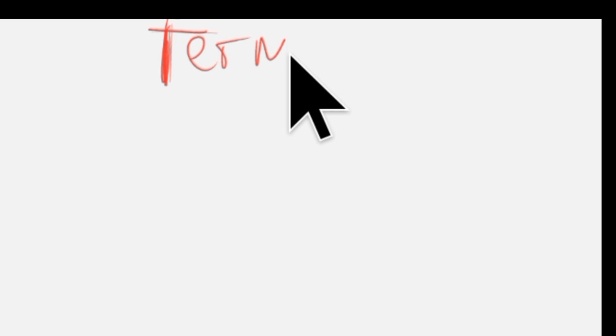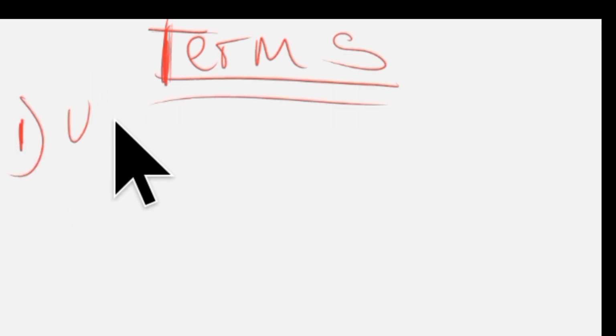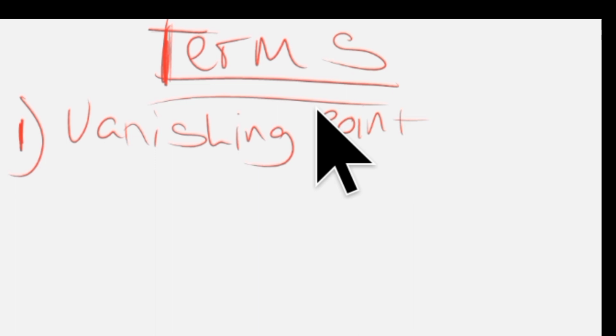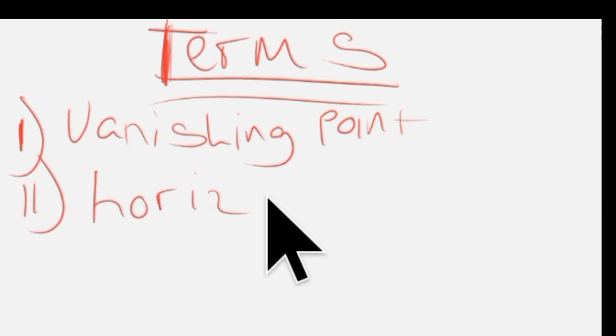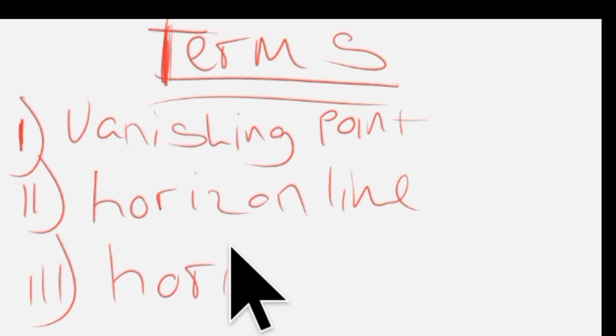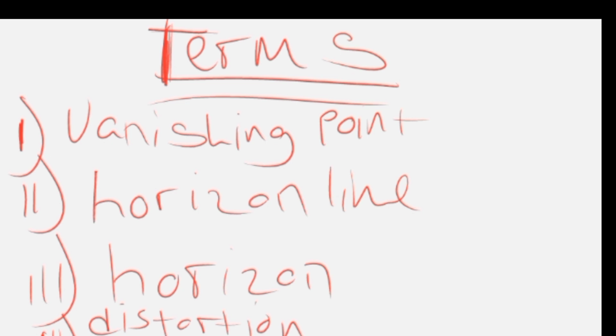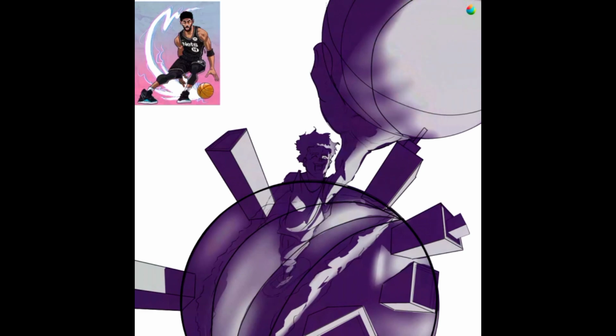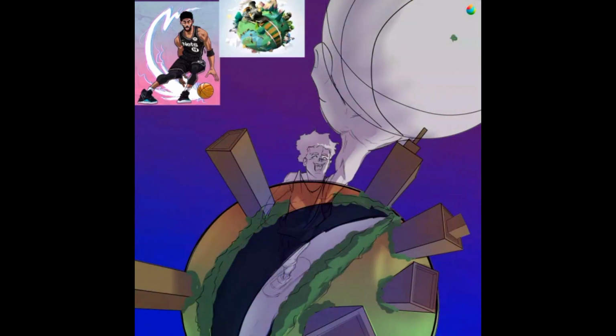So before we begin, some terms that you need to familiarize yourself with when discussing perspective are: number one, the vanishing point; number two, the horizon line; then the horizon. Another one is distortion, and we will not really go into that, because you just need a basic understanding of perspective to do what we want to do here. So let me explain each of these terms one by one.